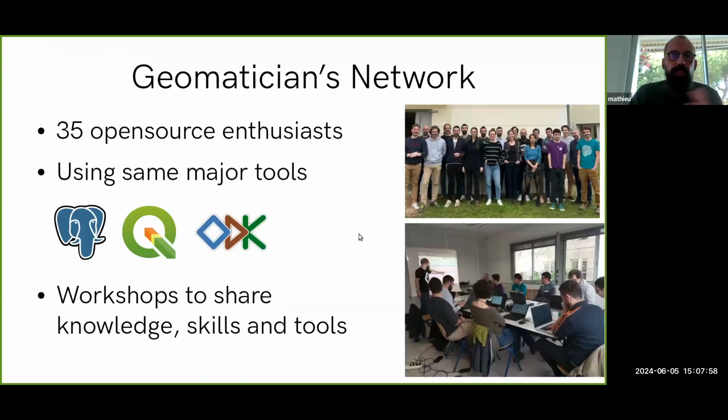At the national level, we are also a lot of geomaticians, 35 people who are open source enthusiasts. We use the same major tools like Postgres, QGIS, and ODK, and we try to organize workshops and courses to share knowledge, skills, and tools. You can see pictures of a workshop we did in March this year about ODK, where we were discovering entities.